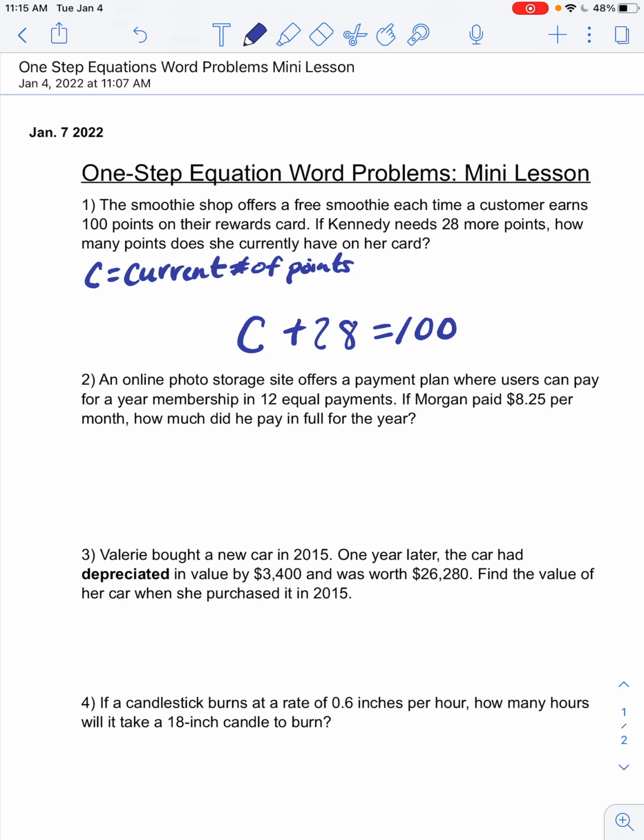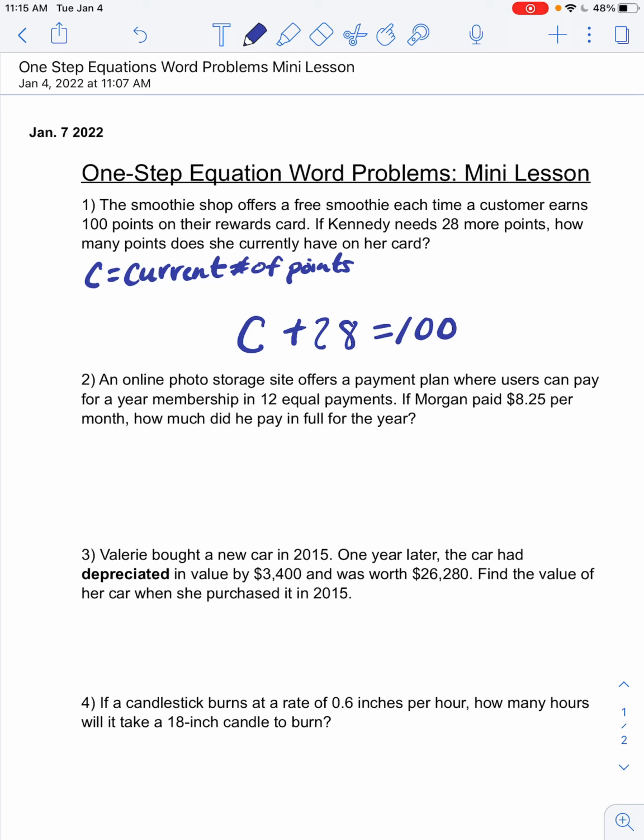Now, a lot of you can probably read the word problem and know that all you have to do is 100 minus 28, and that gives you the answer. And that's a great skill to know and be able to recognize, but it is also great to be able to write an equation that represents the word problem.